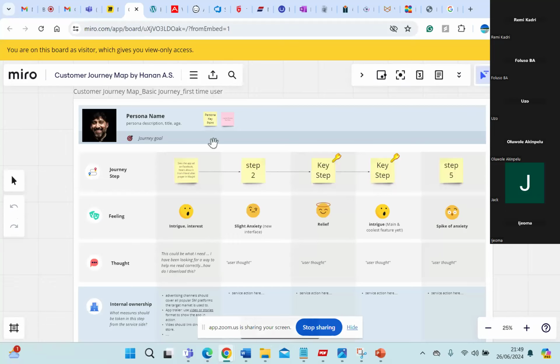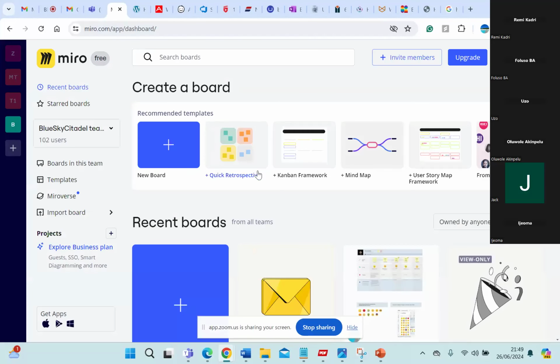Okay, so this actually went on. Let me do this for Miro. All right, cool. So Miro, this is your Miro board. You have free access to it, and it gives you some of these things.